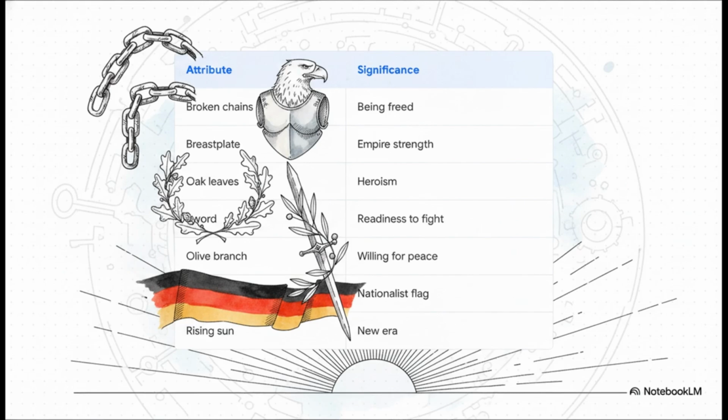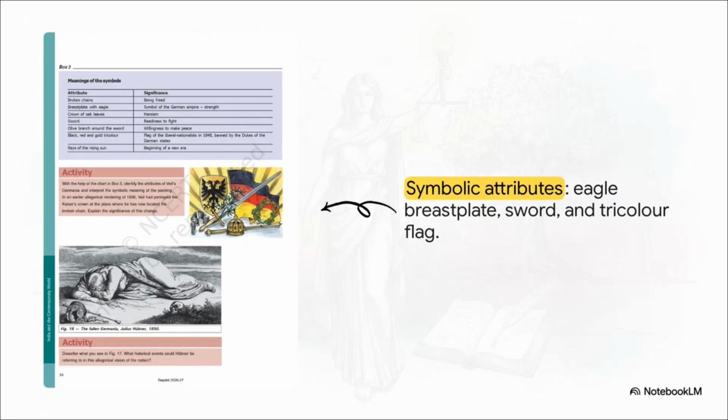If an artist paints Germania with broken chains, they are broadcasting a crystal clear message about being freed, true emancipation from oppression. That breastplate adorned with an eagle projects the raw strength of the German Empire. The crown of oak leaves isn't just some random fashion choice. The German oak specifically stands for heroism. If she's holding a sword, it signals a readiness to fight. But, and this is a great little nuance, if there's an olive branch wrapped around that sword, it signals a willingness to make peace. And those rays of the rising sun in the background, the optimistic beginning of a brand new era.